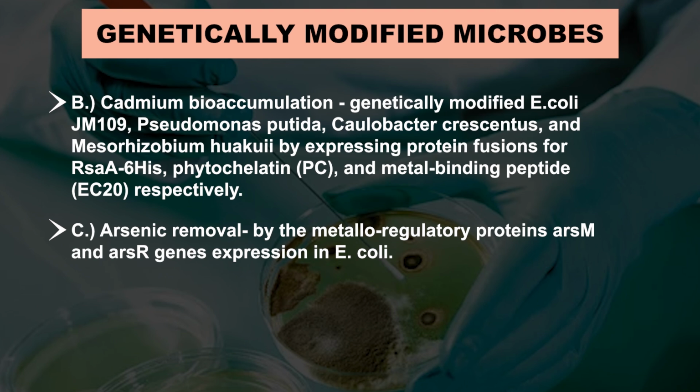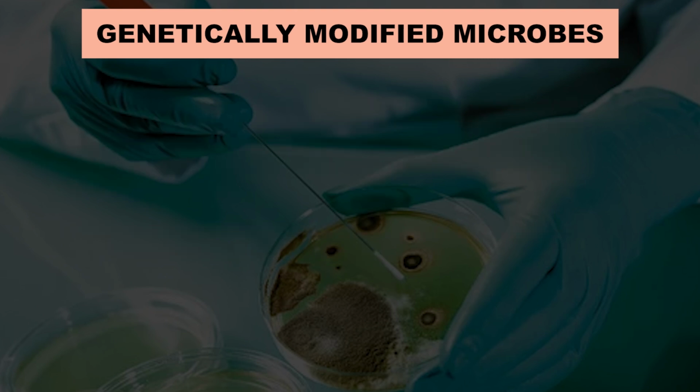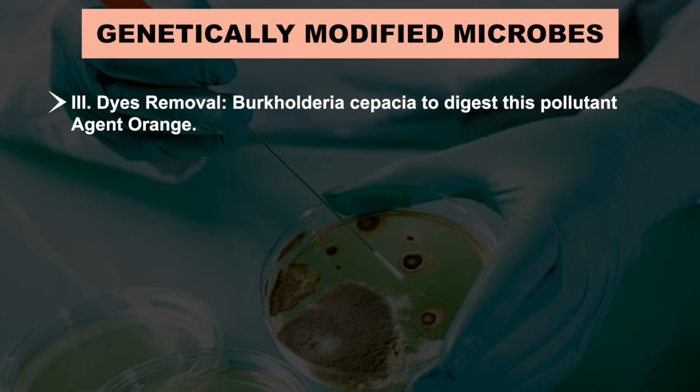The third removal is arsenic. High capacity for removing arsenic from hazardous locations is also promised by the metalloregulatory protein ArsR and ARSM gene expression in E. coli. Next one is the removal of dye. A genetically engineered bacterium was created from a strain of Burkholderia cepacia to digest these pollutants. This was initially studied in the US for the cleanup of Agent Orange.